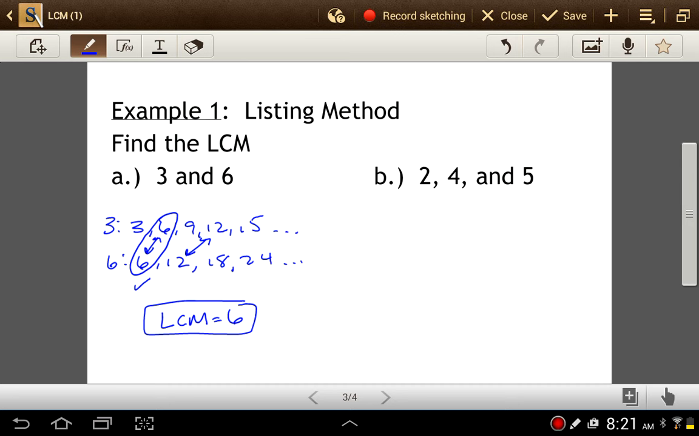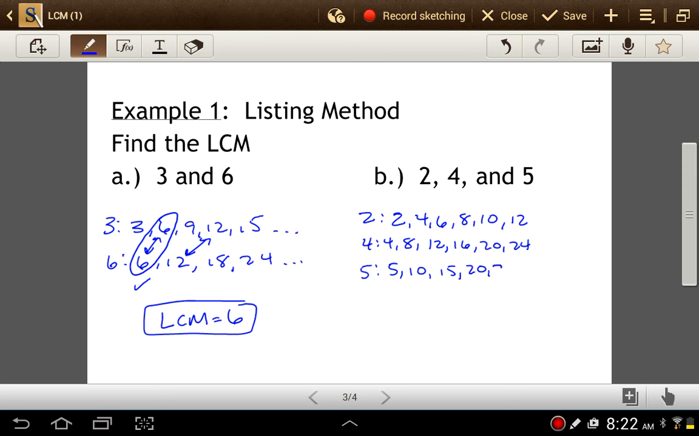Okay. For B, I'm going to list these out. Now these are 3 numbers, so I have to find the first number that all 3 numbers share. So I'm going to list some out, and then I'm going to list out some for 4. 4, 8, 12, 16, 20, 24. Then I'm going to list some out for 5: 5, 10, 15, 20, 25. There's no set number you have to list out. Now I have to find a number that all 3 of them share.